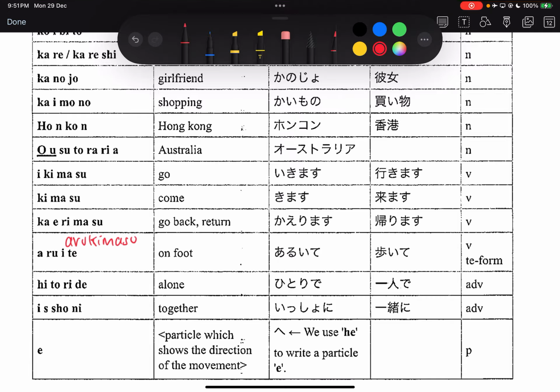Next. 一人で means alone. So 一人 means one person. 一人で, we will learn this で particle in this lesson, but just take it for now that 一人で means by one person. By alone or by one person, by oneself. 一人で, the exact translation will be by oneself rather than alone.